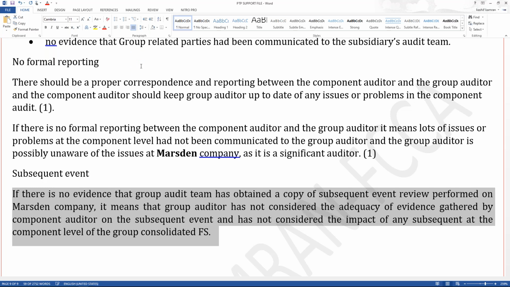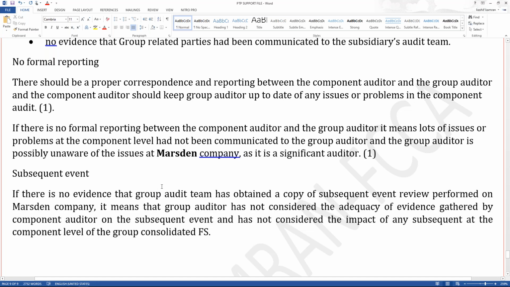Do you have any evidence that you reviewed the subsequent events performed by the component auditor? So I think the group auditor is not playing the role expected out of the group auditor. So there is no evidence that they reviewed the subsequent events performed by the component auditor. That means you are unaware of the subsequent events happening at the component entity. And that means there might be a very significant subsequent event which must have gone unaddressed. So that's the issue. Then you write the action for subsequent events. It is the responsibility of the group auditor.